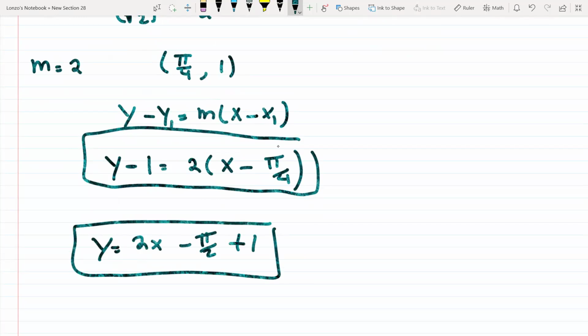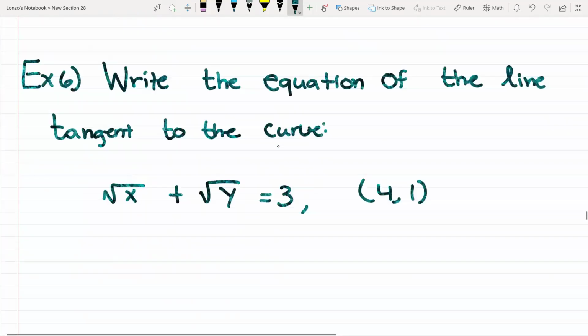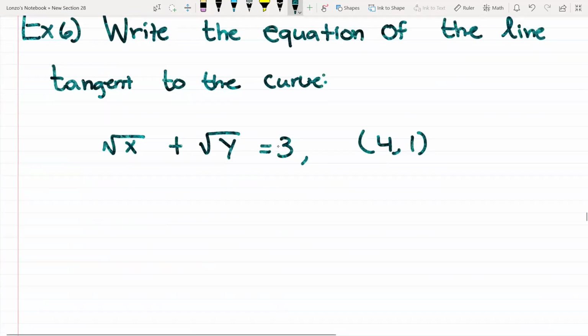Okay, so that was example 4. Let's move on to example, not example 4, that's example 5. Let's move on to example 6. Example 6 says write the equation of the line tangent to the curve radical x plus radical y equals 3 when given the point 4, 1. First I'm going to check if I actually have a whole coordinate, meaning an x and y coordinate. I do. I have an x coordinate of 4 and a y coordinate of 1.